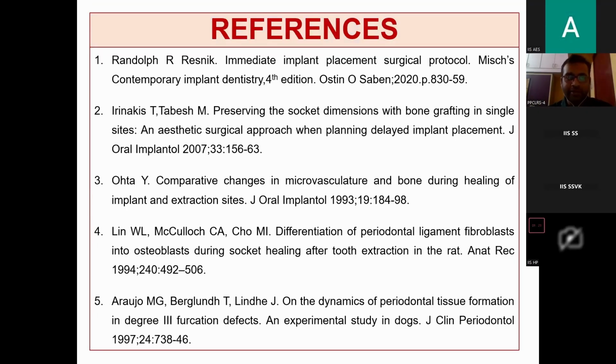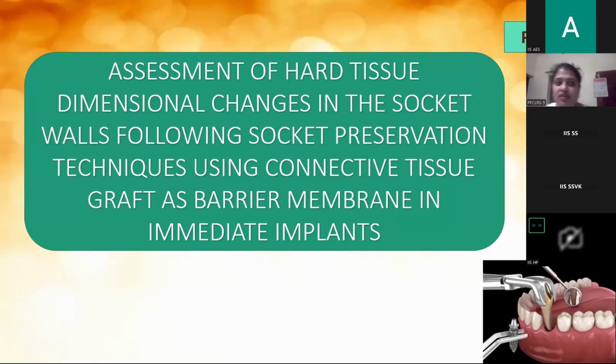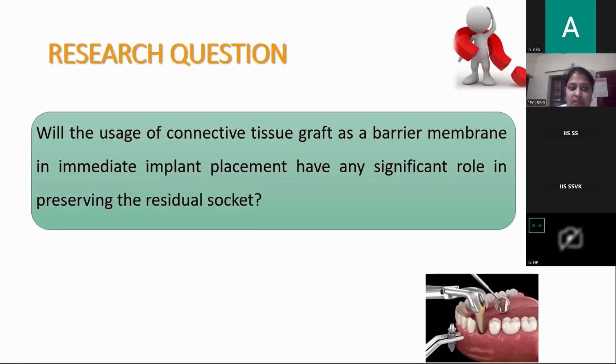These are my references. Good evening, judges. Today, my paper presentation is on assessment of hard tissue dimension changes in the socket walls following socket preservation technique using connective tissue graft as a barrier membrane in immediate implants. Here arises a research question: will the usage of connective tissue graft as a barrier membrane in immediate implant placement have any significant role in preserving the residual ridge?